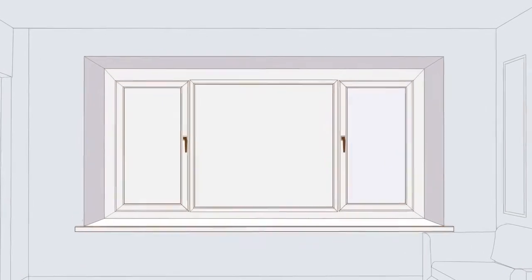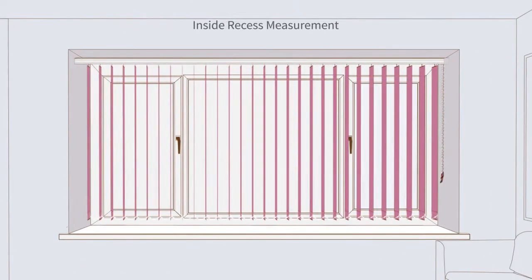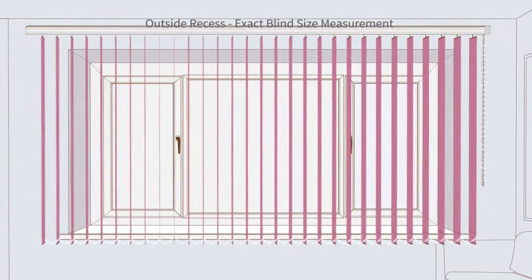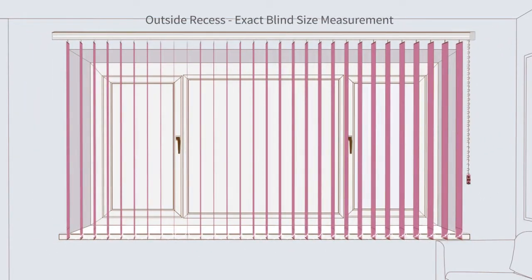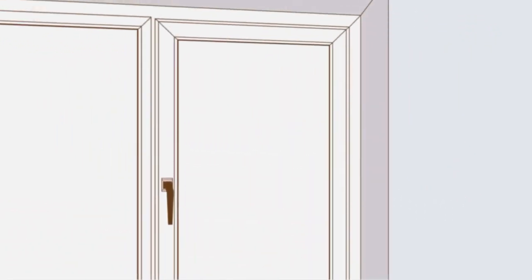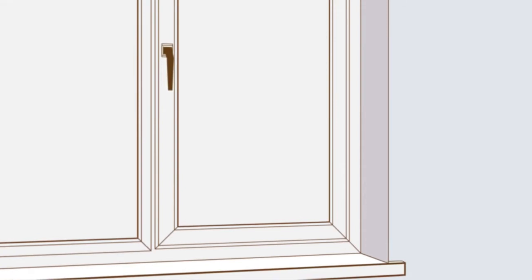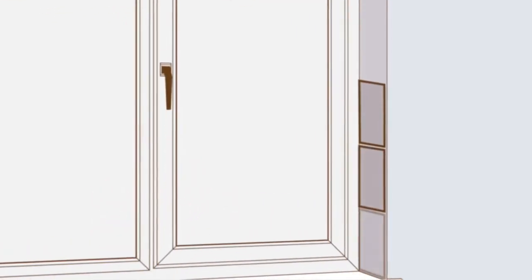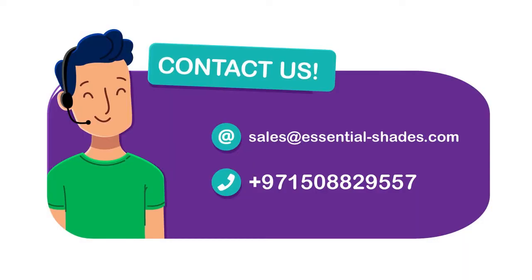The first thing you need to know is to decide whether you need your blinds inside the window recess or outside the window recess to cover the entire window. Now check that there are no obstructions inside or outside the window recess where the blind will hang. For example, look for handles, part tiling, or windows that open inwards. If you need advice, call us or even send us a digital photo.